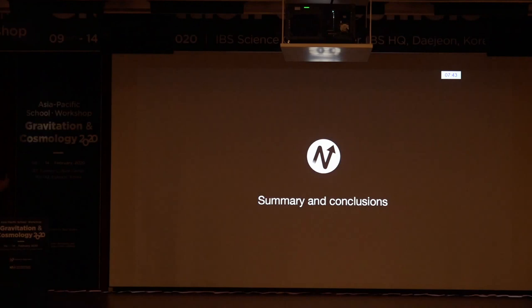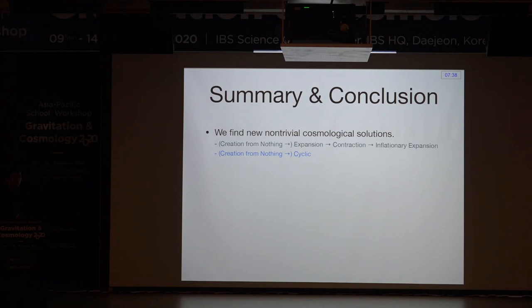Okay, so let me summarize. We find new non-trivial cosmological solutions, where possibly the initial state may be the creation of the universe from nothing. And then it expands initially, and then turns into a contraction phase, for example, due to the negative potential. And it bounces back to inflationary expansion. Because this is not just expansion, but inflationary expansion, it can be consistent with observations if this inflation is long enough. And with different parameter choices, we also find cyclic solutions of the universe.